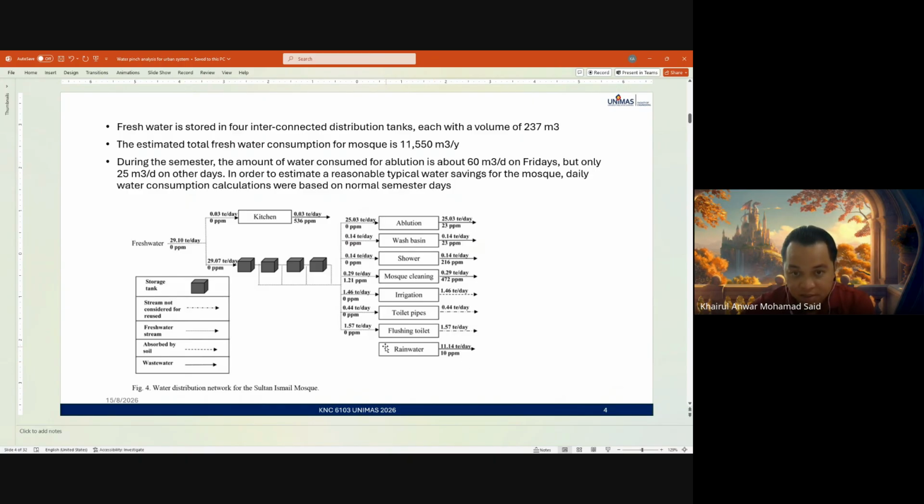and they have another source, not fresh water, but rainwater, in addition to the fresh water. This is at a purity of 10 ppm. So all of the water supplied to all of these activities is actually fresh water, 0 ppm.